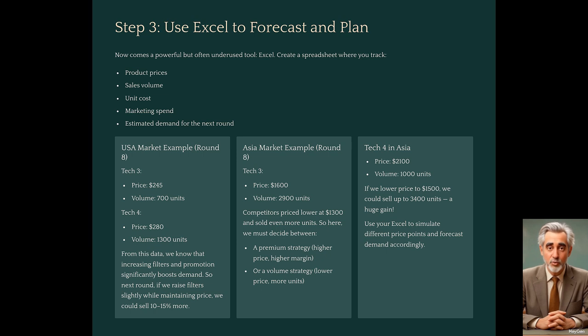In Asia, Tech 3 was priced at $1,600 and sold nearly 2,900 units. Competitors priced lower at $1,300 and sold even more units. So here, we must decide between a premium strategy, higher price, higher margin, or a volume strategy, lower price, more units. For Tech 4 in Asia, price, $2,100, volume, 1,000 units. If we lower price to $1,500, we could sell up to 3,400 units, a huge gain. Use your Excel to simulate different price points and forecast demand accordingly.